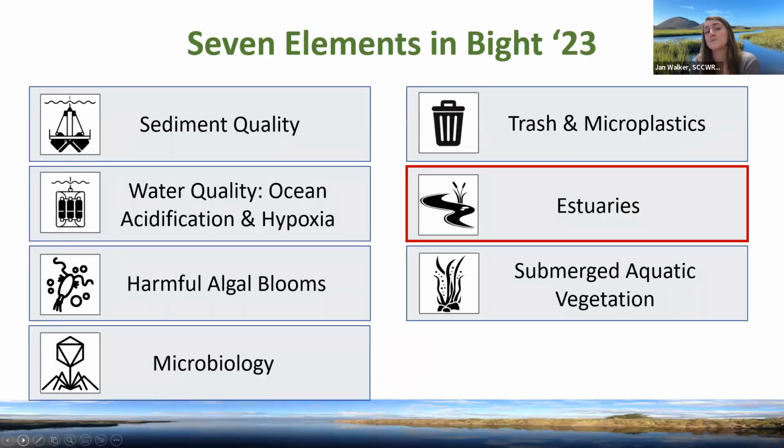And so it has many different elements. It was originally started with sediment in mind, and as Wayne brought up, from the BITE program, a lot of the SQOs was born, but it has many other elements. And so this year in 2023, we're looking at 7 different elements: water quality, harmful algal blooms, microbiology, trash and microplastics, submerged aquatic vegetation, and also estuaries. And that's where we'll really be focusing on as a part of this group.